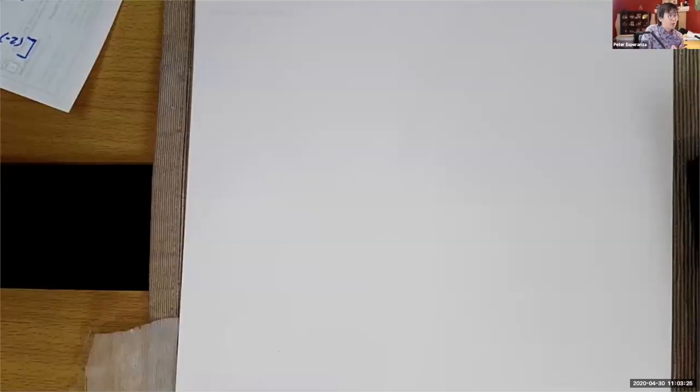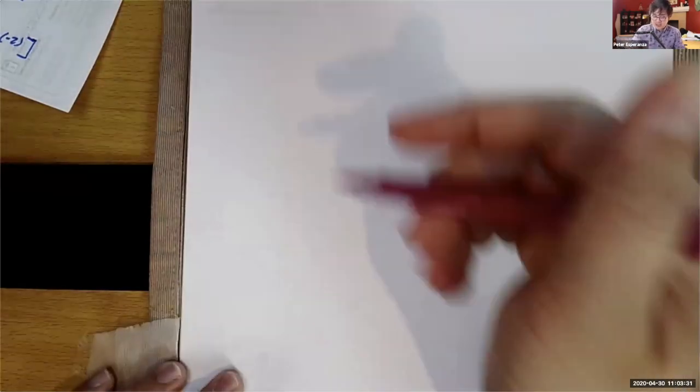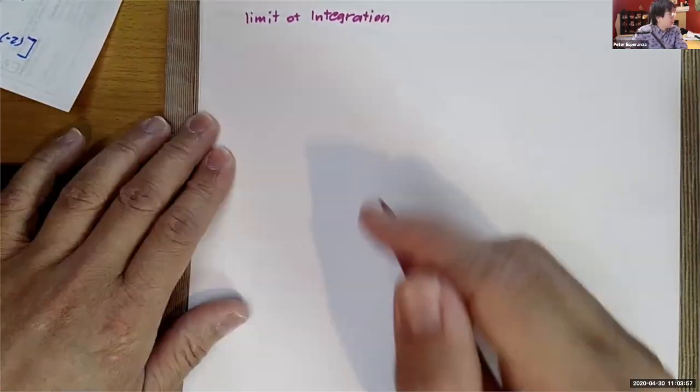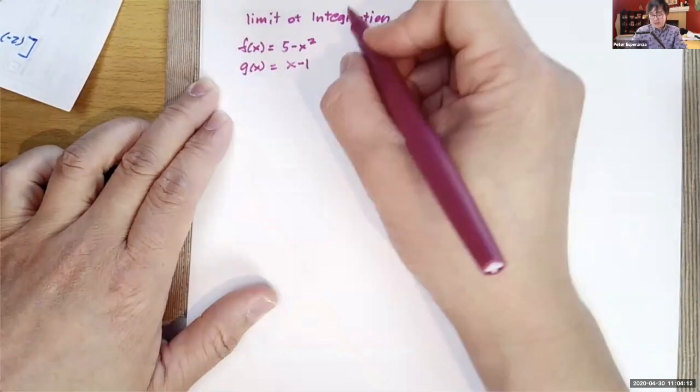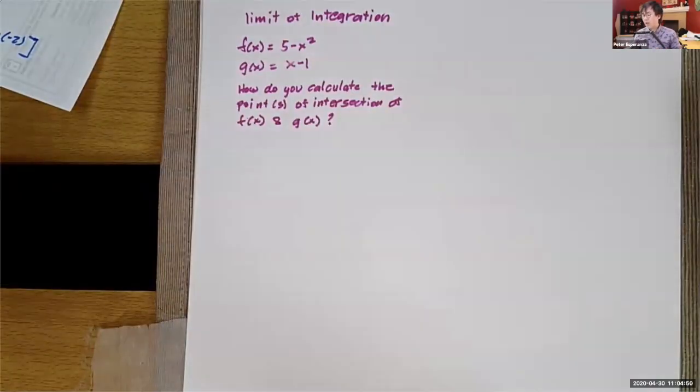So the next thing that we're going to do is to find those range of values for our limit of integration. Word for the day, limit of integration. So how are we going to find the limit of integration? What mathematical procedure are we going to do to be able to compute for the points of intersection of f of x and g of x? According to Avner, set f of x equal to g of x.